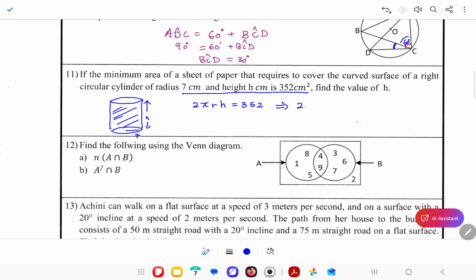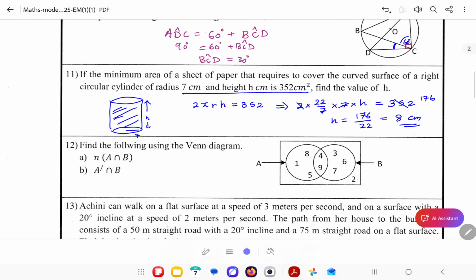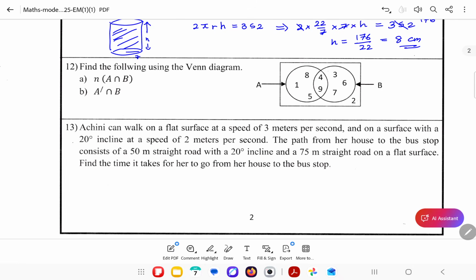So then apply the values. 22 over 7, R is given 7, H is what we want to find. So now just simplify. 7's cancel, 2 and 352 become 176. So H equals 176 over 22, which is 8 centimeters. So the height is 8. Right.